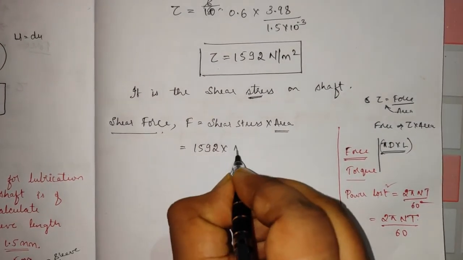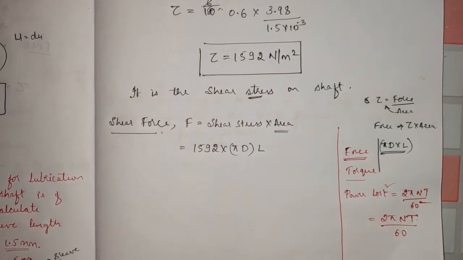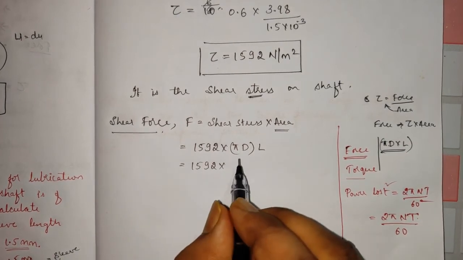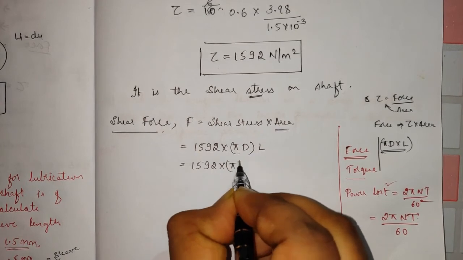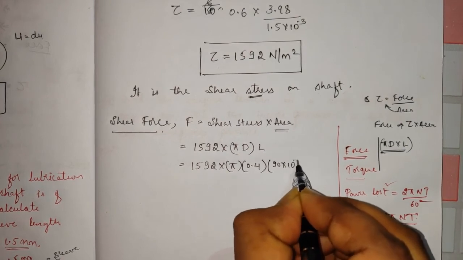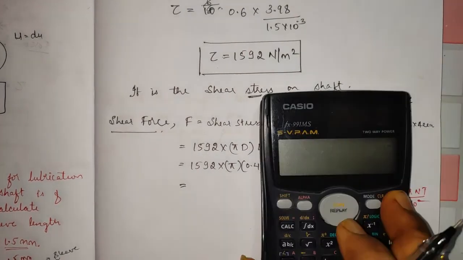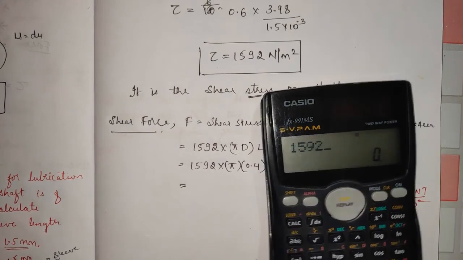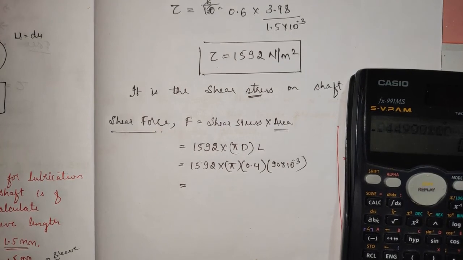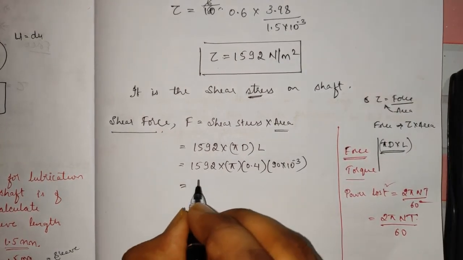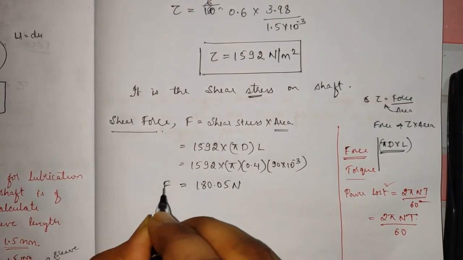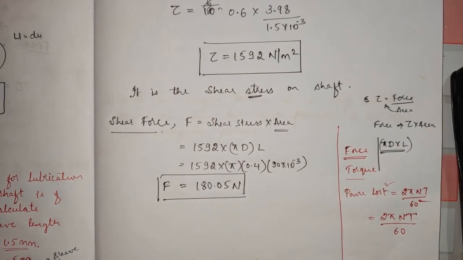So area is pi into d into L. So 1592 into pi into the diameter, which is 0.4, and length 90 into 10 power minus 3. When I calculate it, I'll get around 1592 into pi into 0.4 into 10 power minus 3, which is 180.5 Newton. So it is force, right? So force will be in Newton.